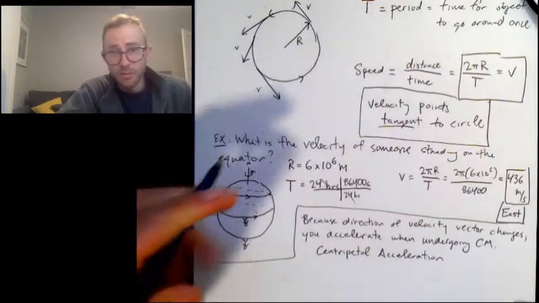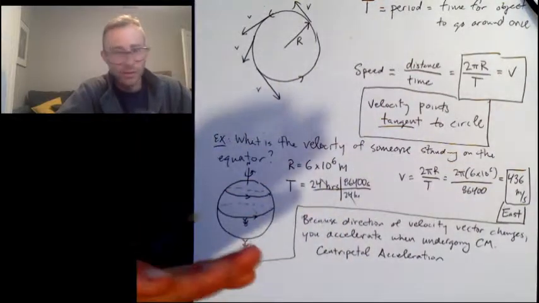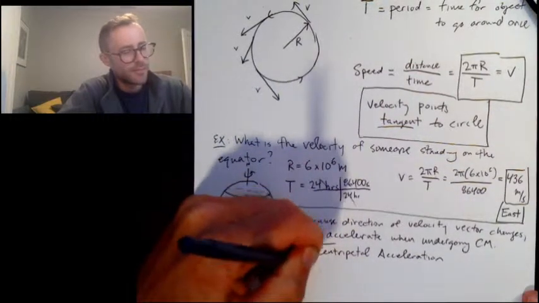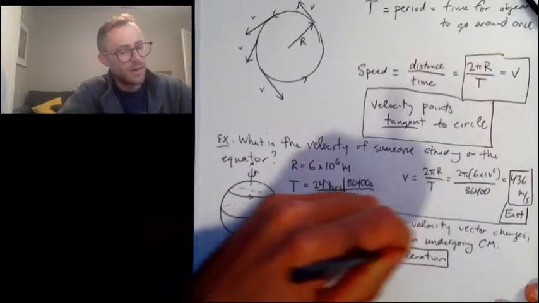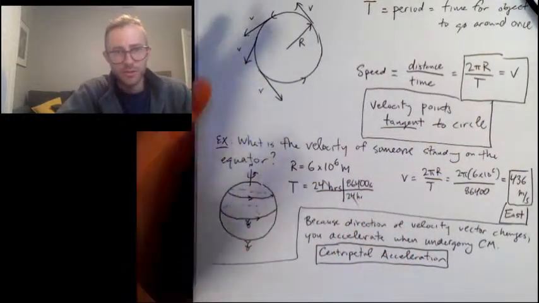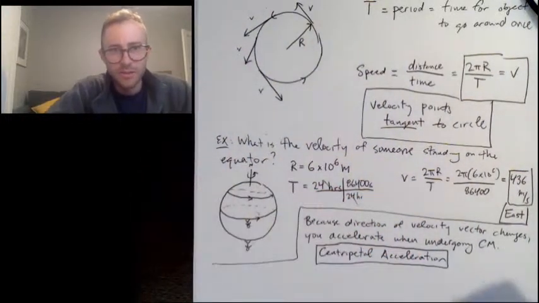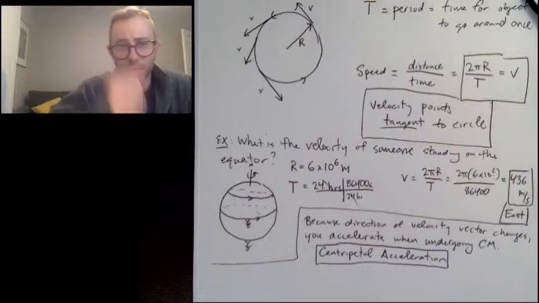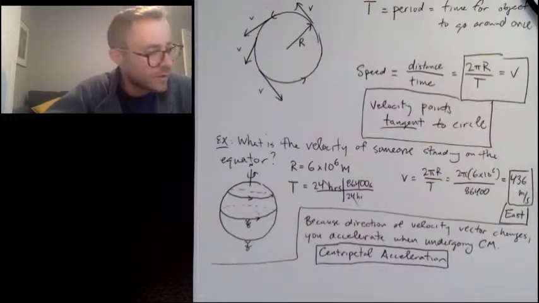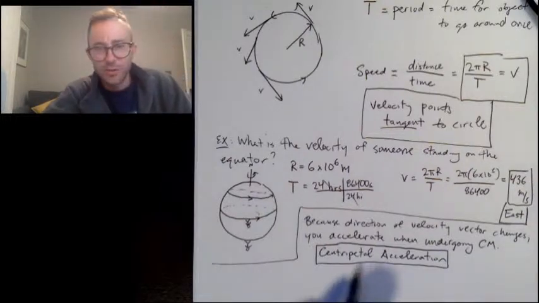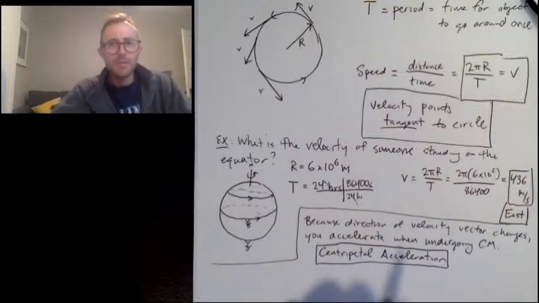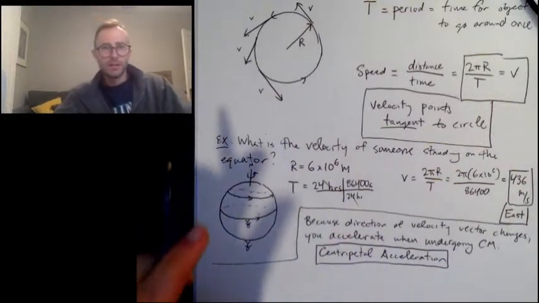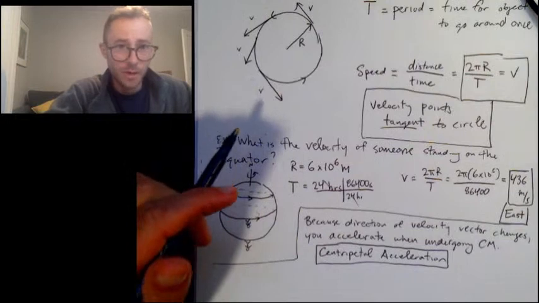You might have heard the word centrifugal acceleration, and that is a real thing, but it's different from what you think it is. So we don't talk about it in this class. It's something you would talk about in college if you took a physics class. So centripetal acceleration. So which way does the acceleration vector point?